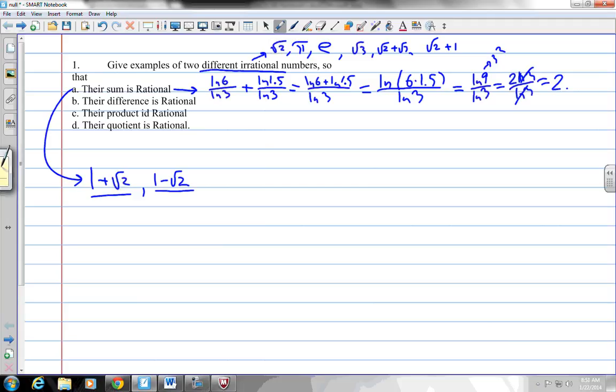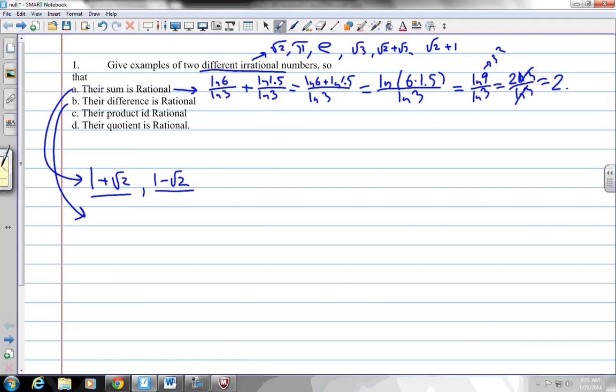So you can do infinitely many examples like that. 3 plus pi, 7 minus pi. Add them together, you get 10. Right, so any combination like that, it will still be irrational. And this is what I mean here, you can do just whatever. So that works.